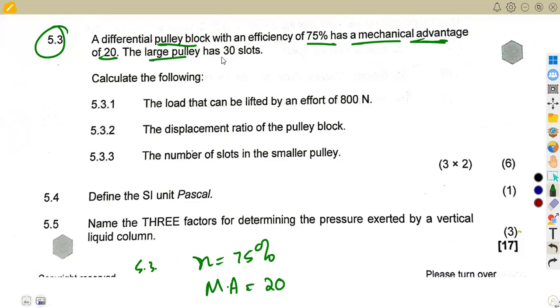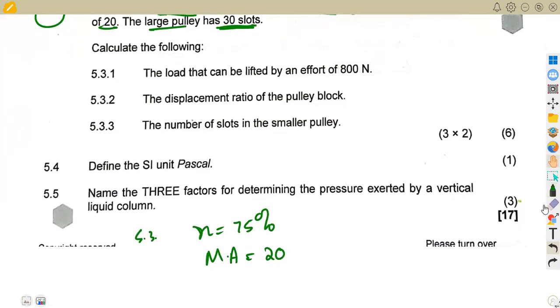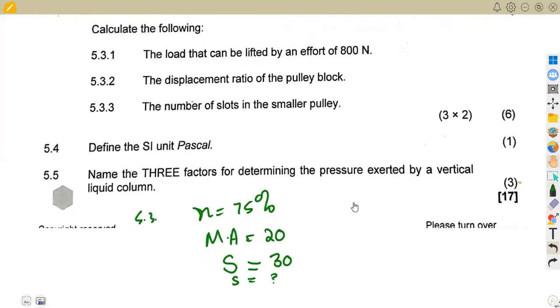And the larger pulley has got 30 slots, the number of slots. Some use capital letter N, some use capital letter S for the number of slots on the larger pulley. So I'm just going to use capital letter S. You can use capital letter N. For the smaller pulley, you use small letter s. And that one, you do not know. That one we are not given.